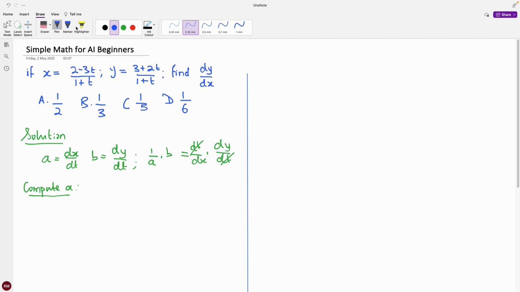Okay, so if we are going to compute a, we are going to use what we call the quotient rule. So let me write out the quotient rule here. The quotient rule says that if we have y being u over v, then dy by dx is going to be v du by dx minus u dv by dx, all over v squared. So let's keep this formula in mind. This is called the quotient rule of differentiation.